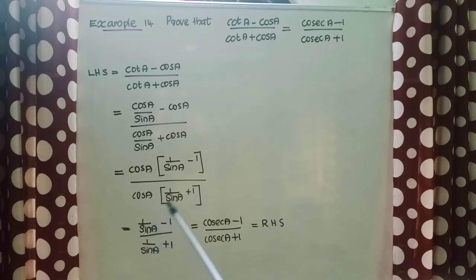We know 1 by sin A is equal to cosec A. So we get that is equal to (cosec A minus 1) whole divided by (cosec A plus 1). That is our RHS.